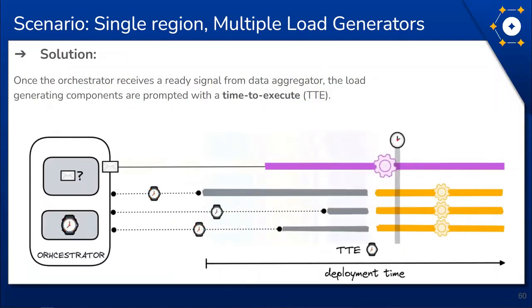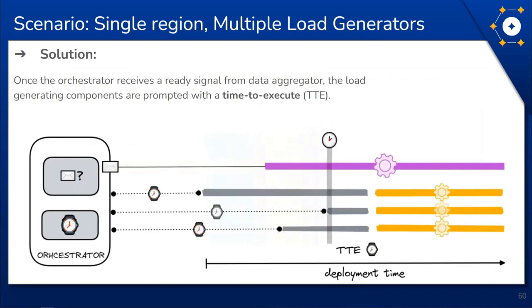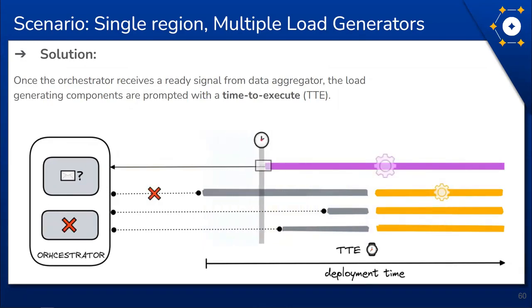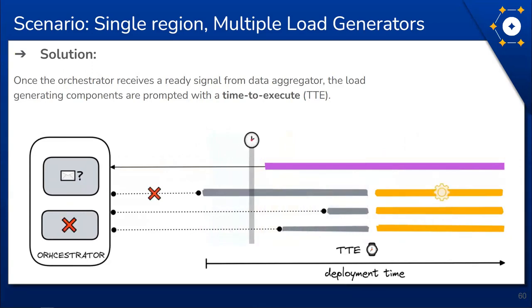Here we see 3 load generating components, which are ready at different points in time, but load generation is prevented from starting early. This blocking process eventually receives a time to execute, or TTE. This is represented as a watch in the diagram. In essence, this indicates the point in time in which load generation starts. From the perspective of the orchestrator, the TTE is only calculated when it receives a ready signal from the aggregator. At a high level, since all load generators receive the same TTE, VU simulation is synchronized. In the diagram, this is illustrated by the 3 orange bars being perfectly lined up against one another.